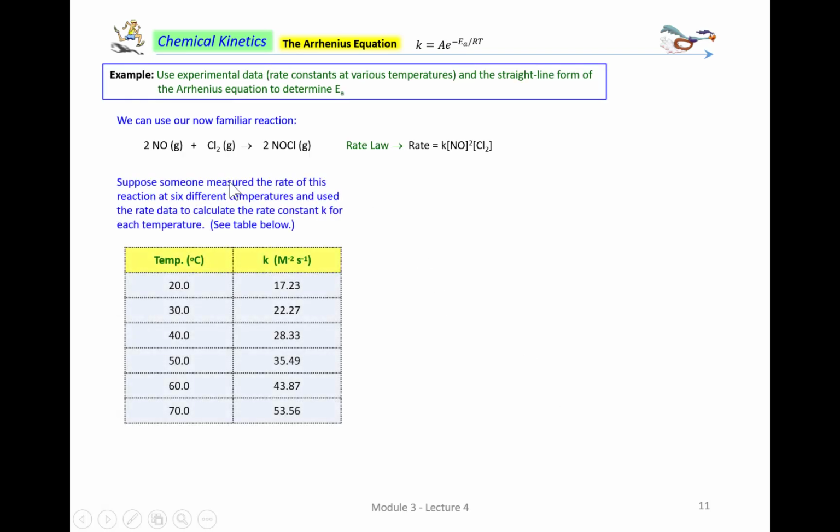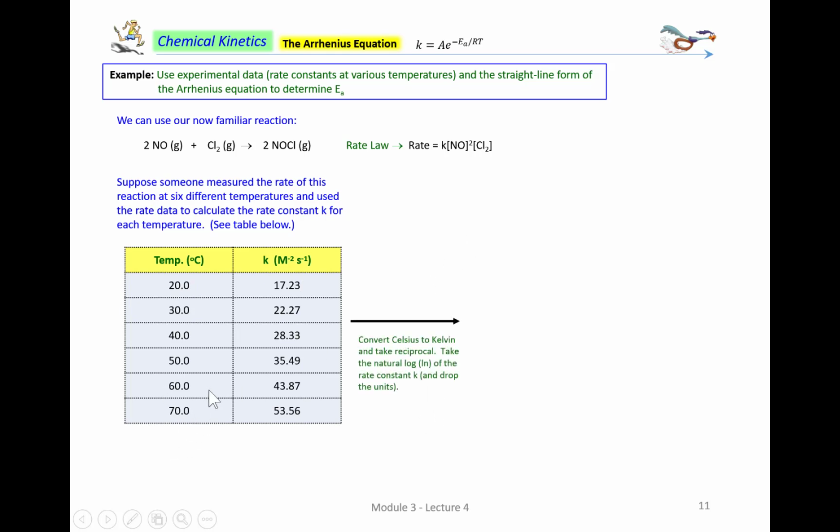We can use our familiar reaction, NO plus Cl going to NOCl, where the rate law was right here. And let's suppose someone measured the rate of this reaction at 6 different temperatures and used the rate data in the known rate law to calculate k at each one of these temperatures. So we have 6 temperatures, 6 different rate constants. You'll notice, of course, that the rate constants go up when temperature goes up, which is what we'd expect.